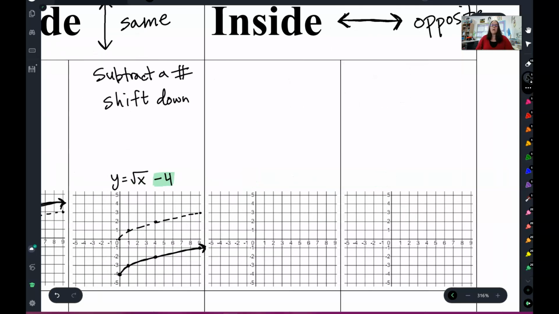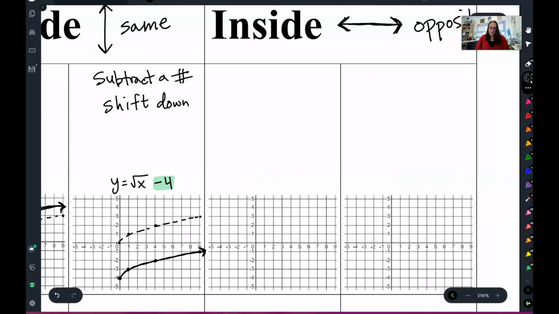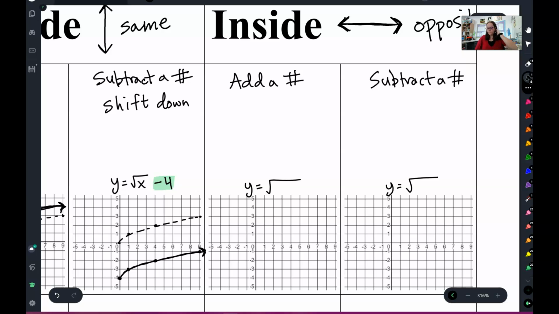Okay, let's talk about inside. So these are, again, adding a number and subtracting a number. But now I'm adding and subtracting that number inside the function. So for our adding number, let's add 2. For our subtracting number, let's subtract 3. So notice that both of them are inside the main function area, inside the root.